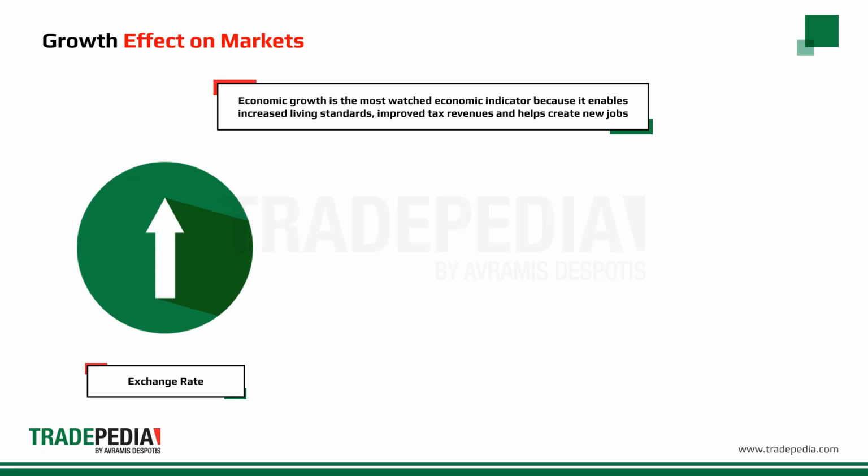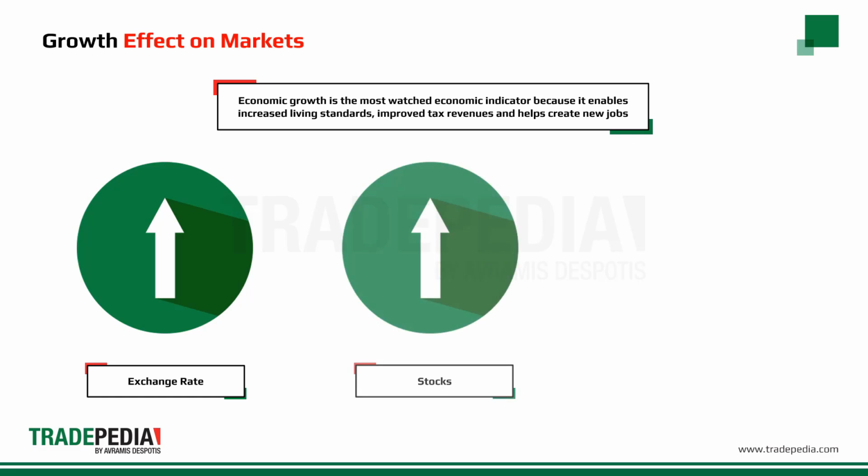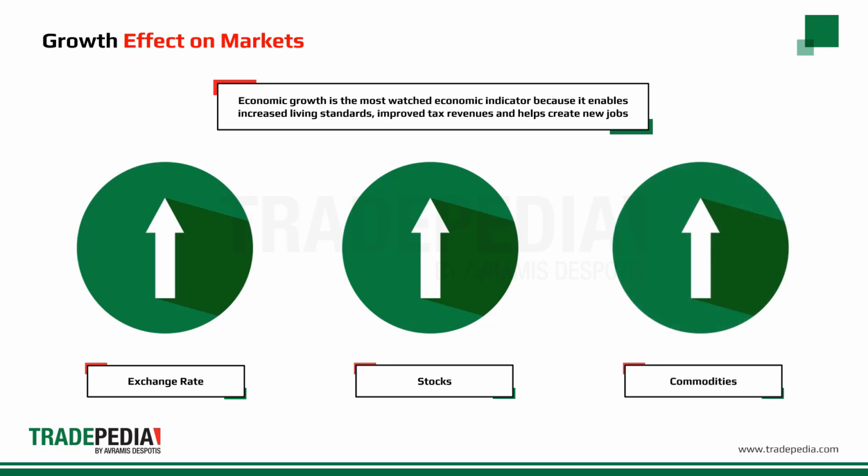When it comes to stocks, an increase in growth reflects the increasing demand by consumers, which in turn results in higher profits for businesses and higher stock prices. Now, because businesses are producing more, their demand for commodities like raw materials and energy will increase, resulting in higher commodity prices.